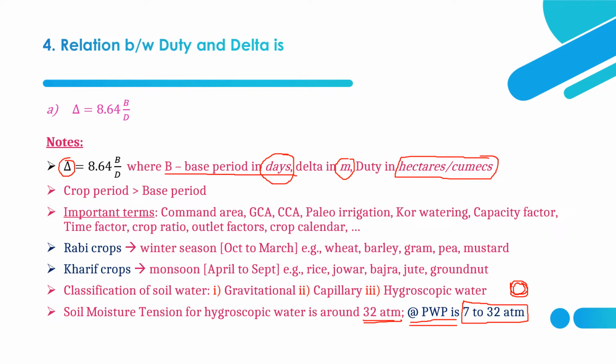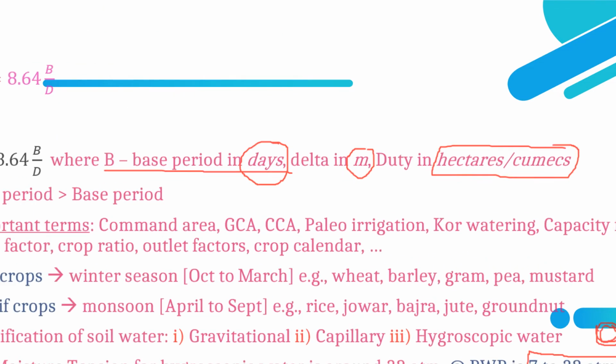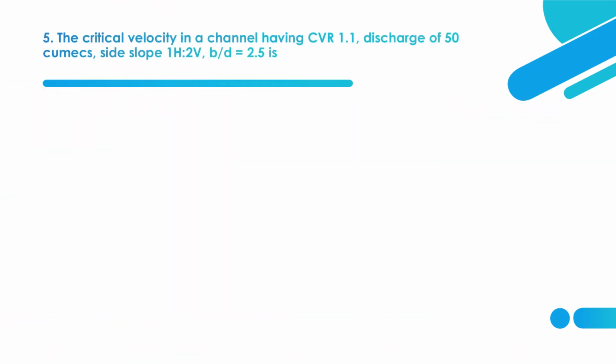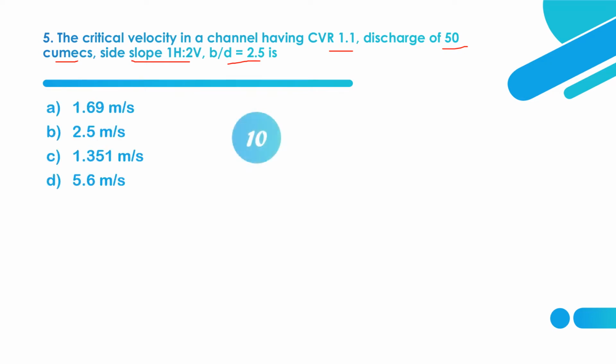Now we shall move on to the next, fifth question. The fifth question is based on Kennedy's theory. We have to find the critical velocity in a channel having CVR, that is critical velocity ratio, 1.1, discharge 50 Qmax, side slope of the trapezoidal channel is 1 horizontal to 2 vertical, or we can say 1 vertical to 0.5 horizontal, B by D ratio, that is width to depth ratio, as 2.5. So we have to calculate critical velocity in this trapezoidal channel using Kennedy's critical velocity formula.